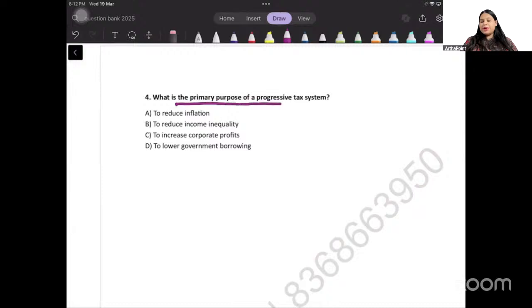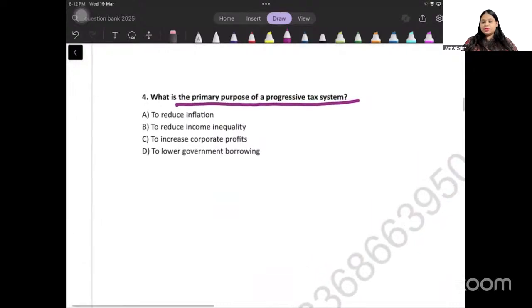What is the primary purpose of progressive tax system? To reduce inflation, to reduce income inequality, to increase government profit, to lower government borrowing. Try to answer this. Good.